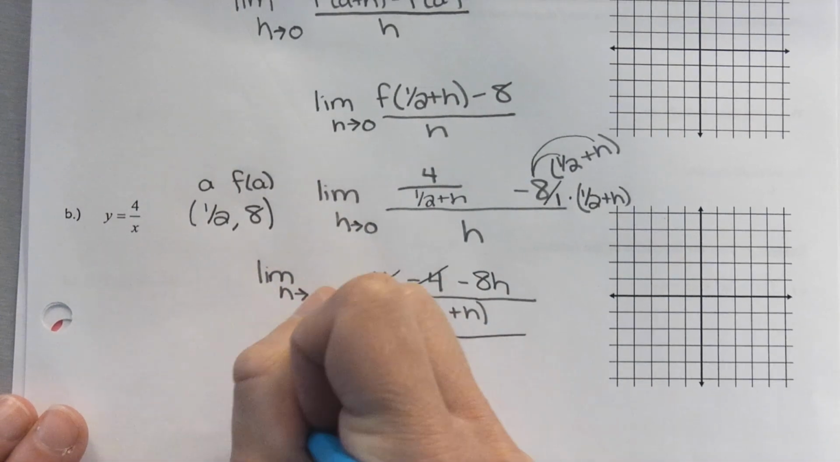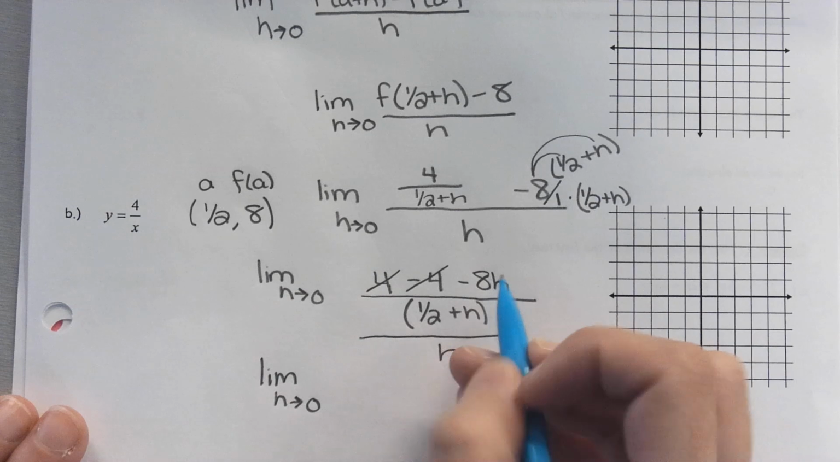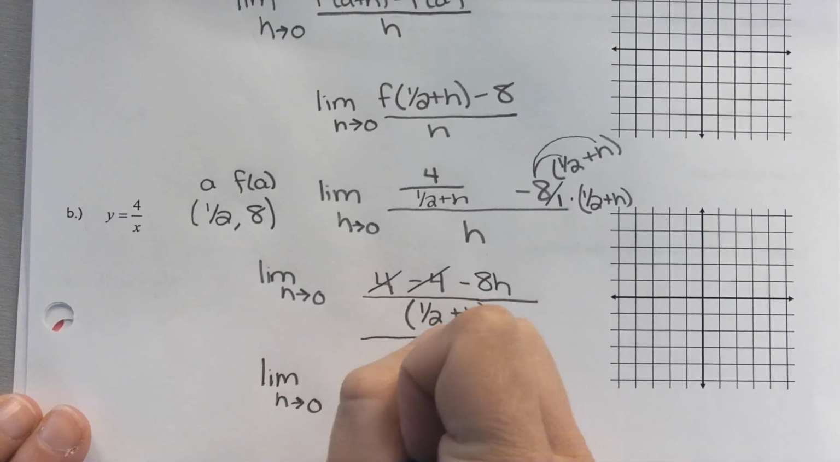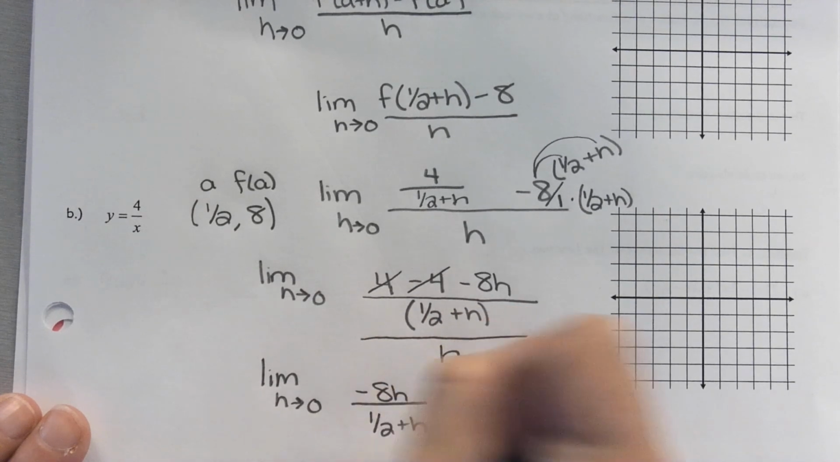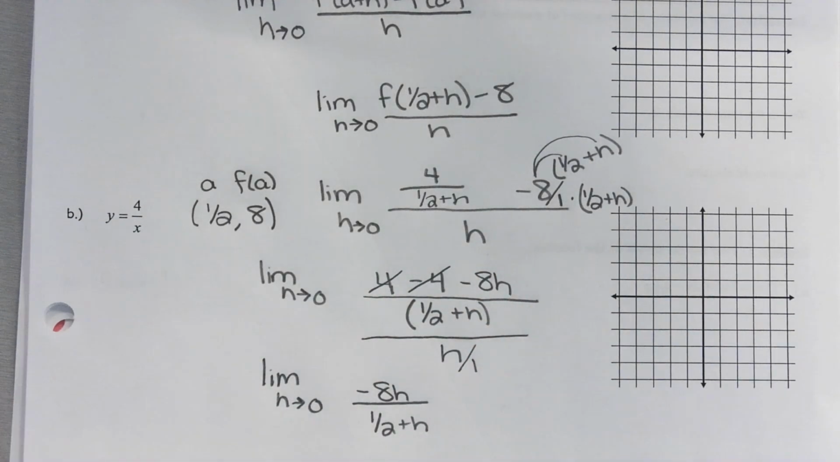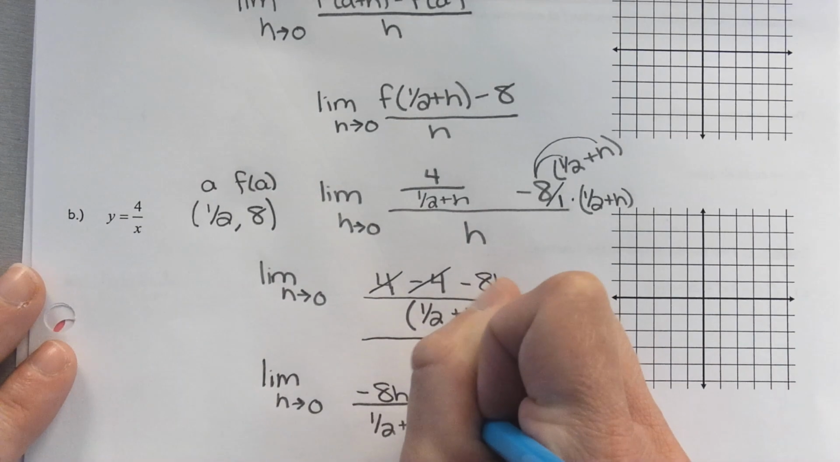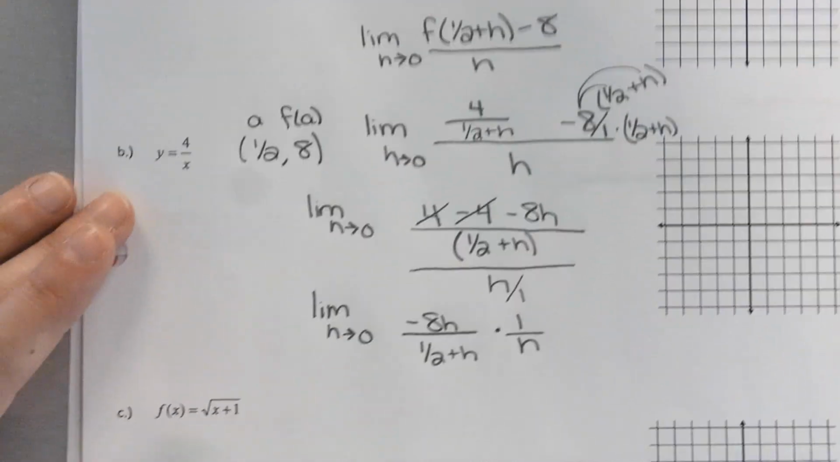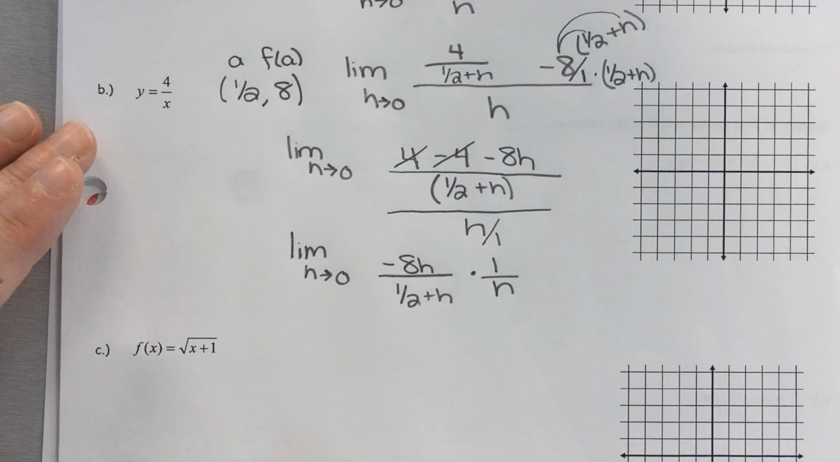And now I'm going to think about my keep change flip. So I really have -8h over 1/2 plus h. And then if I think about this as being h over 1 in the denominator, I'm going to do keep, I'm going to change this to multiplication, and I'm going to flip this. So it's going to multiply by 1 over h. Have I lost you yet? It's a lot of algebra.